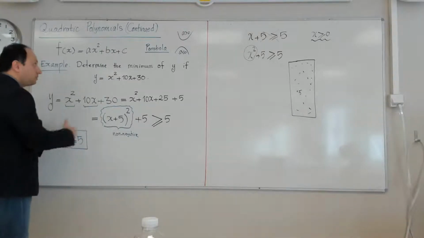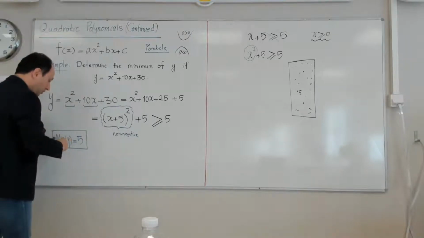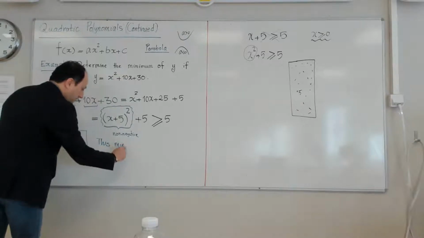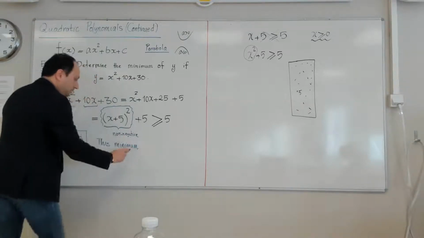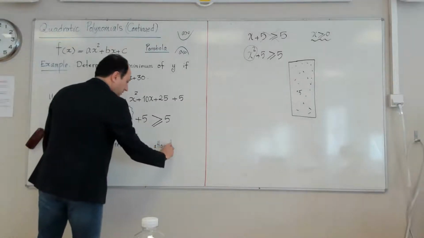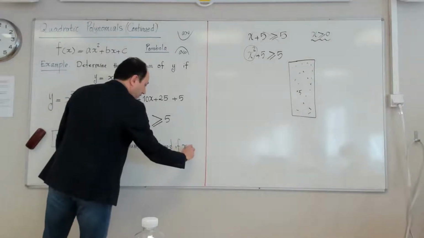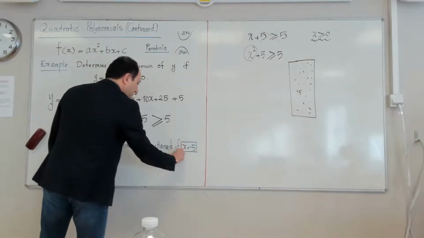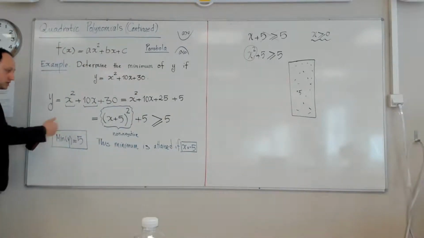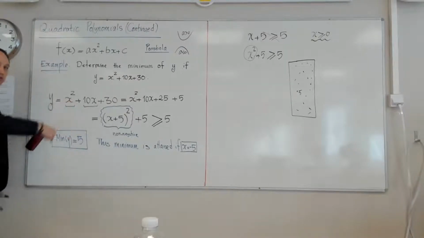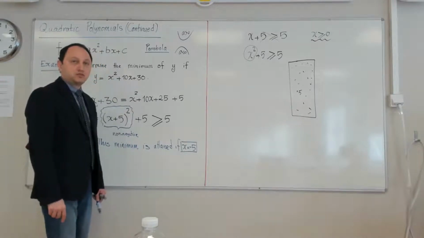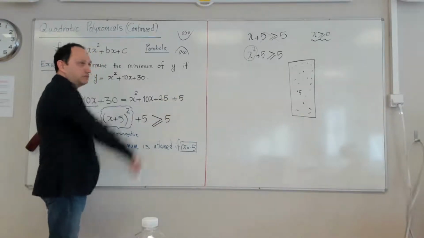This minimum, it is not part of this question, but this is also good to know. This minimum is achieved or is attained if x is -5. Both of them are important to understand. What is the minimum possible value? The answer is 5. When can I reach this minimum? It is enough to choose the value for x equal to -5. It will give you the minimum value there.